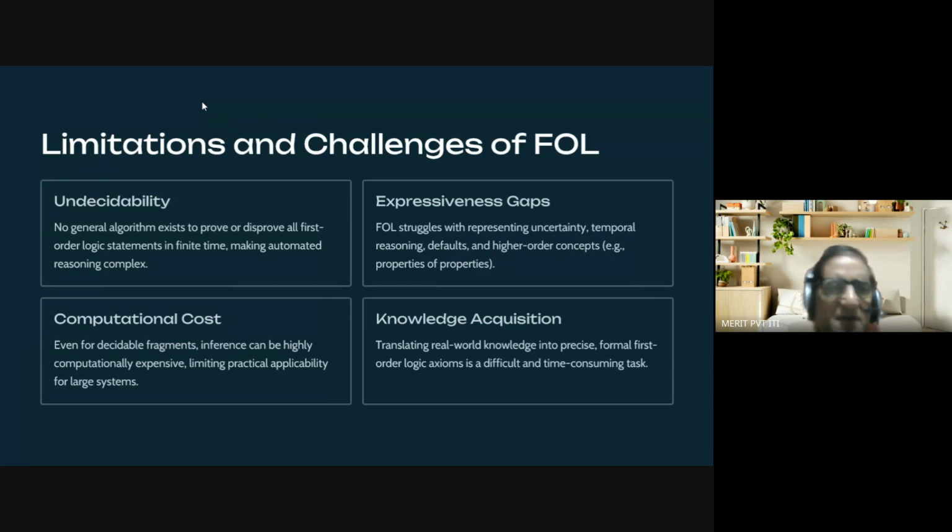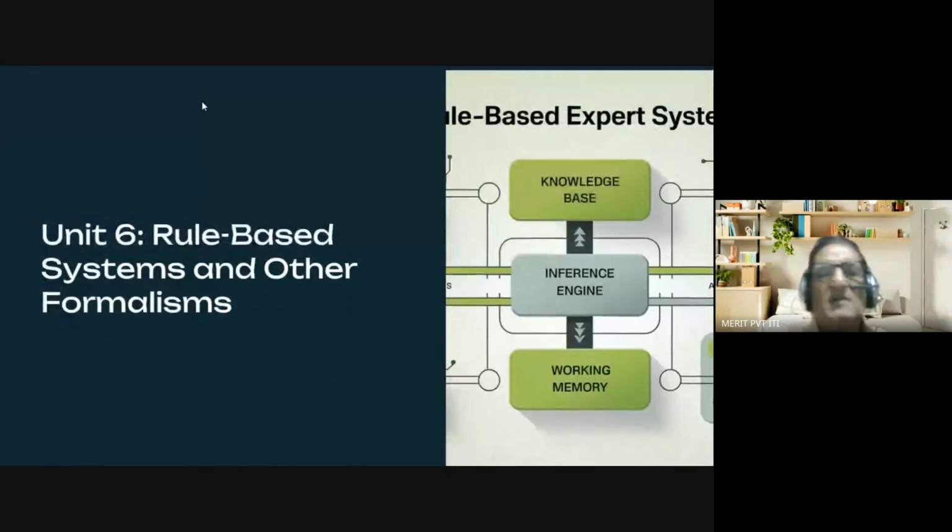As I told you yesterday, 3 scientists got the Nobel Prize last year on AI. They talked about reasoning and unreasoning, or decidable thing or non-decidable thing of AI. And now this year, quantum tunneling effect, telecommunication वगैरह के लिए उनको Nobel Prize मिला है. So knowledge acquisition: translating real world knowledge into precise formal first order logic axioms is difficult and time consuming. These are the limitations and challenges of it.